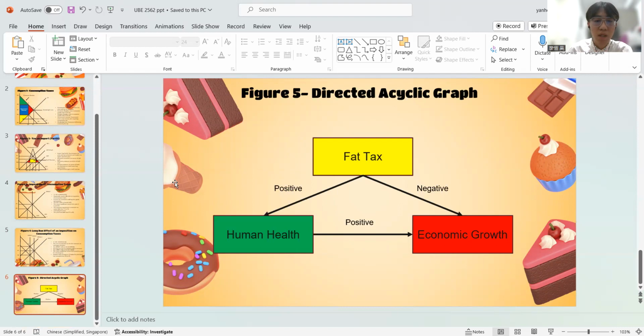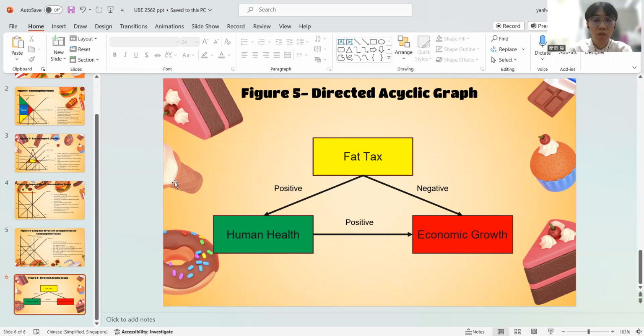Yet, there is a counterbalancing effect. Improved human health positively influences economic growth. Healthy individuals tend to be more productive, require fewer healthcare resources, and can contribute to the economy's well-being. The graph shows a complex trade-off. While the fat tax may have immediate negative economic consequences, the positive long-term impact of improved human health should not be overlooked. Understanding these intricate relationships is crucial for informed policy decisions.